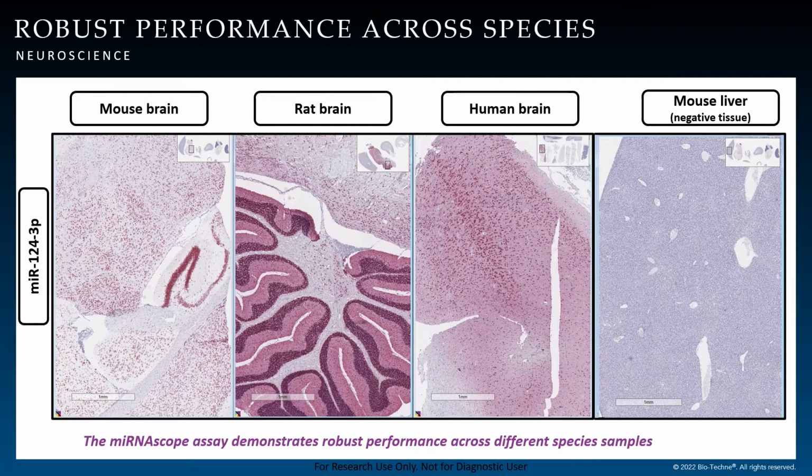miRNAscope shows robust performance across species. Here we see expression patterns of miR-124-3p in mouse, rat, and human brain. Mouse liver is included as a negative control, as miR-124-3p does not appear in mouse liver tissue.